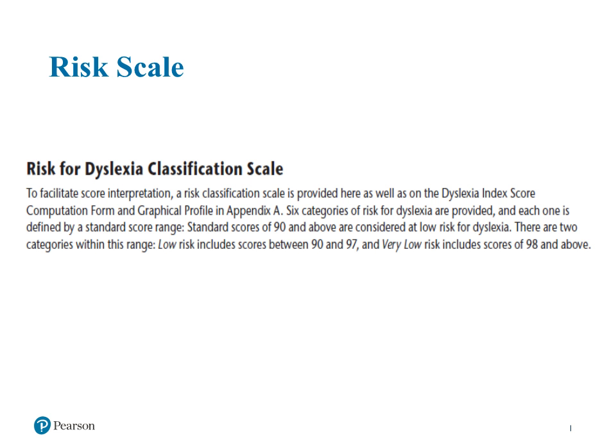We have a low risk student being between 90 and 97, and very low risk being 98 and above. So essentially, if you're giving the dyslexia index subtests and you get a score of 98, we're considering that student to be very low risk for dyslexia. However, if you have a child that comes up with a standard score of 85, we would consider that child to be at risk. So essentially, in that situation, you have to think about your workflow.